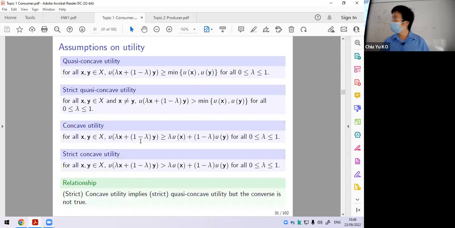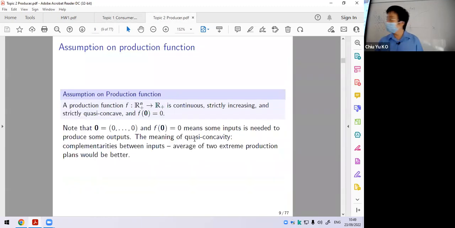Okay, quasi-concave means mixing them is better than the minimum of the two. So we just replace U by F. Take two production plans, right? Mixing them is better than the minimum of the two. So what does that mean in production? There will be some complementarity. That's why, say, capital and labor, right? You combine, you just consider some mixture of that, then it should be fine.